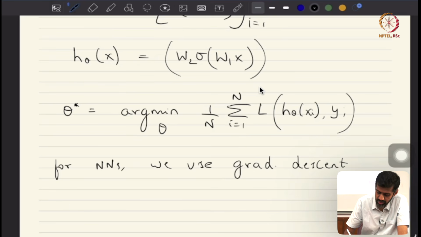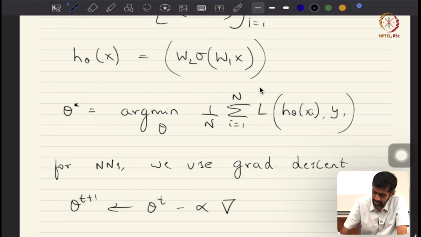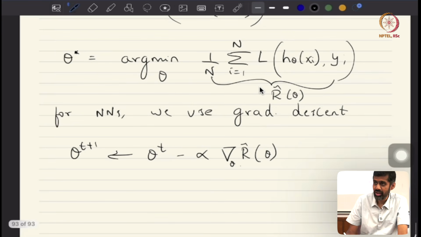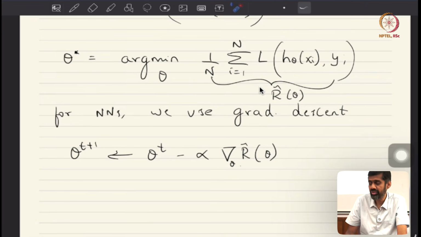We have already seen what gradient descent is. This is some alpha times the derivative of the empirical risk. Let's call this R cap of theta. It's a function of theta. Take the derivative of R cap of theta with respect to theta, this is standard gradient descent that we do, right. Now what is important is how do we compute the derivative of R cap theta with respect to theta for these kinds of functions, right.